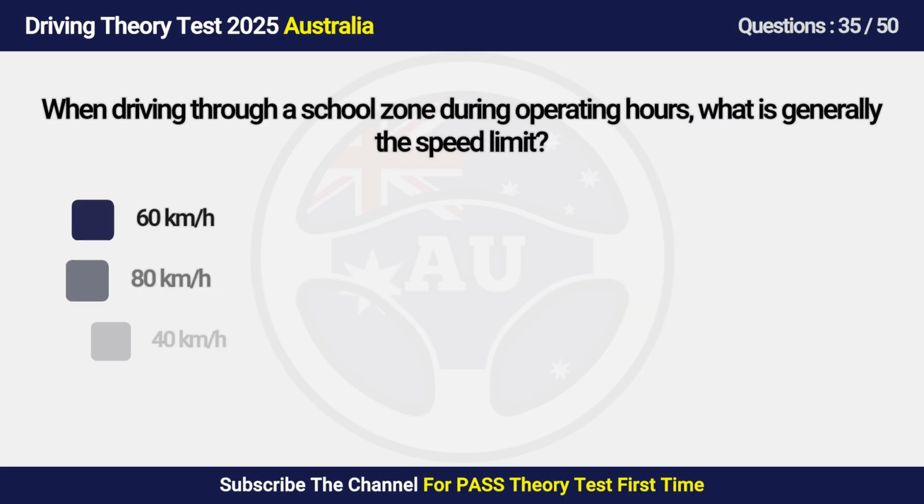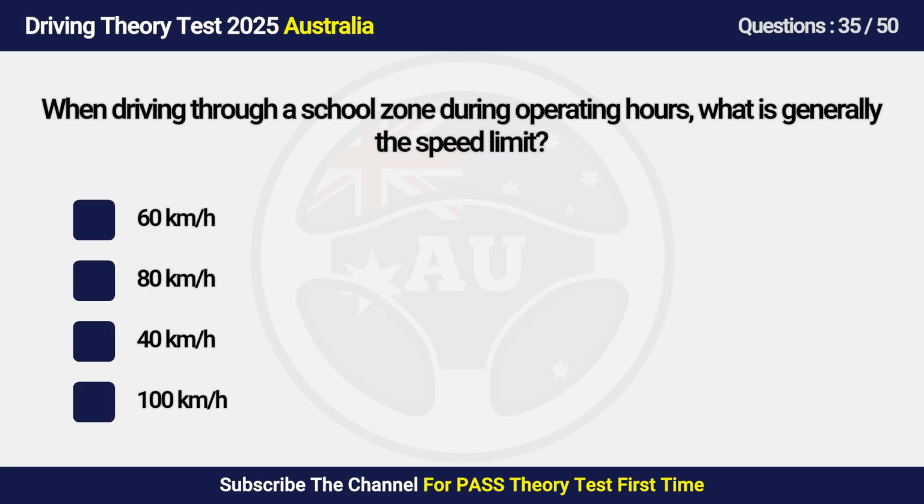Question 35. When driving through a school zone during operating hours, what is generally the speed limit? A. 60 km per hour. B. 80 km per hour. C. 40 km per hour. D. 100 km per hour.